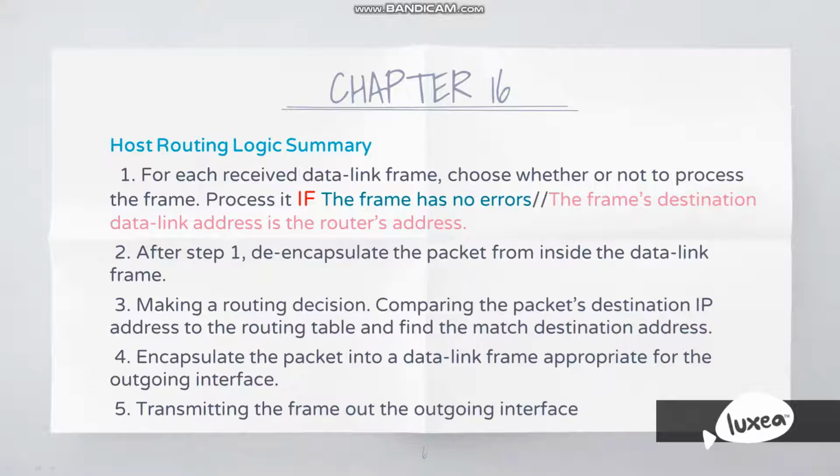The reason why we're using ARP is simple. To transmit the data, we should find the MAC address as well as the IP address. So ARP helps us get the MAC address from the IP address by broadcasting an ARP request. The last step is transmitting the frame out the outgoing interface. After we have done all the processes, there's only one job left: transmitting.